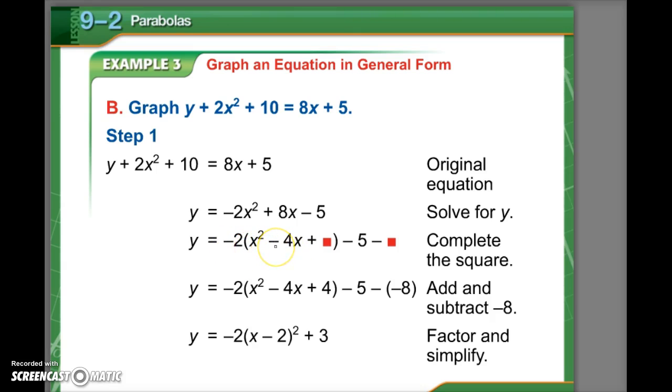So we're going to take half of that number, negative 2, and square it. So that's 4. Notice that's negative 2 times 4, which is negative 8. So we have a negative 8 inside, which means we need a positive 8 on the outside. The parentheses, the perfect square, simplifies into (x − 2)², and negative 5 plus 8, all of this stuff right here, that just becomes your positive 3. So now we've got our equation in vertex form.